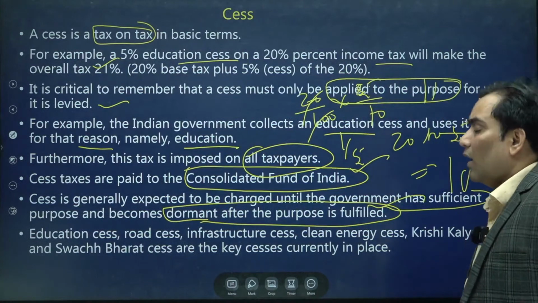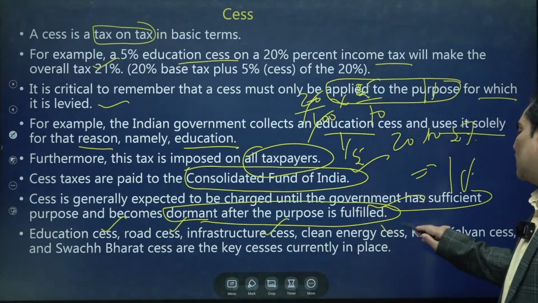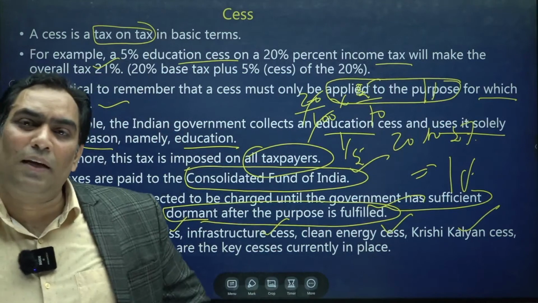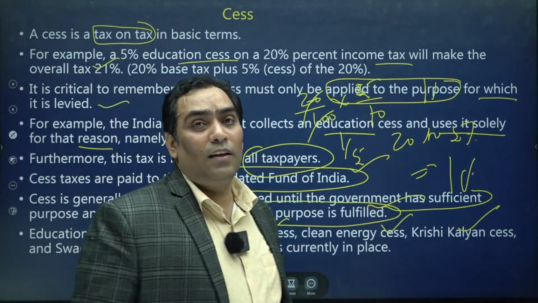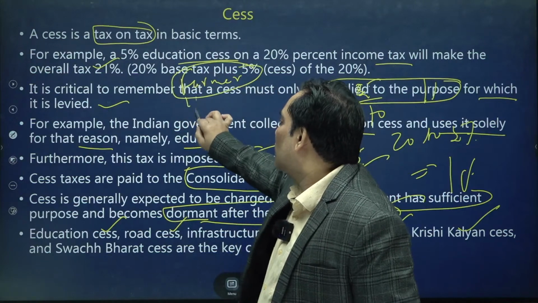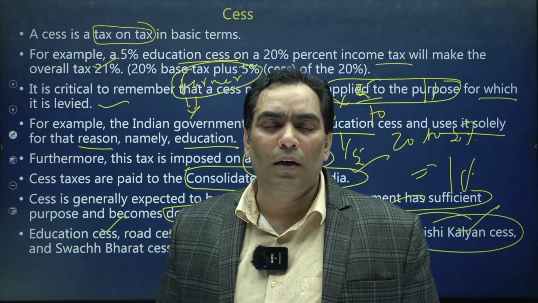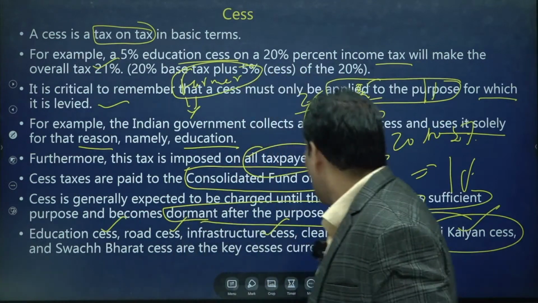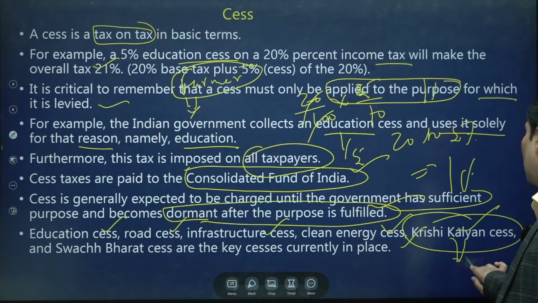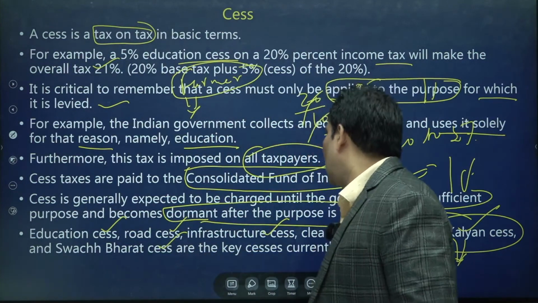Nowadays the government is levying education cess, road cess for infrastructure development, infrastructure cess, clean energy cess, Krishi Kalyan cess and Swachh Bharat cess. There is a very famous dialogue of our respected Prime Minister Modi ji, who asked in a public rally whether the condition of farmers should be improved. People said it should, and he said then pay Krishi Kalyan cess. So whatever revenue is collected through Krishi Kalyan cess is used for improving the condition of farmers. So this is about the cess.